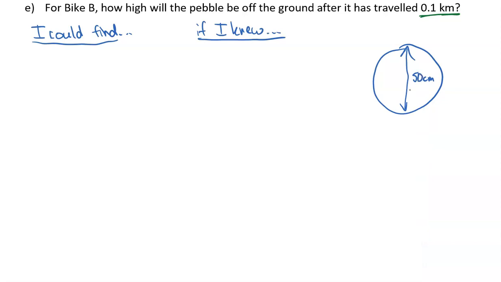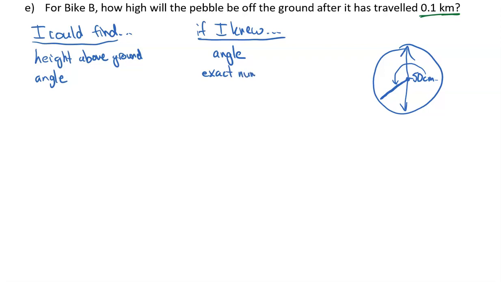If it has a diameter of 50 centimeters, we should be able to think about how I could find the height above the ground if I knew what? Well, maybe an angle. If I told you an angle, some angle from maybe here around, I should be able to solve that height, right? I can do that using the CAST rule and SOHCAHTOA. All right, well, I could find the angle how? Well, I could find the angle if I knew the exact number of rotations. It's not going to be a whole number, but if I knew the exact number of rotations.